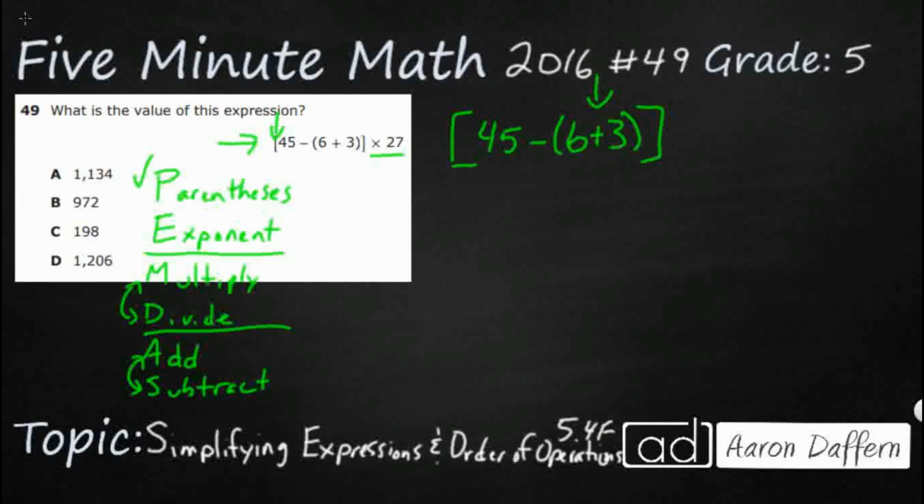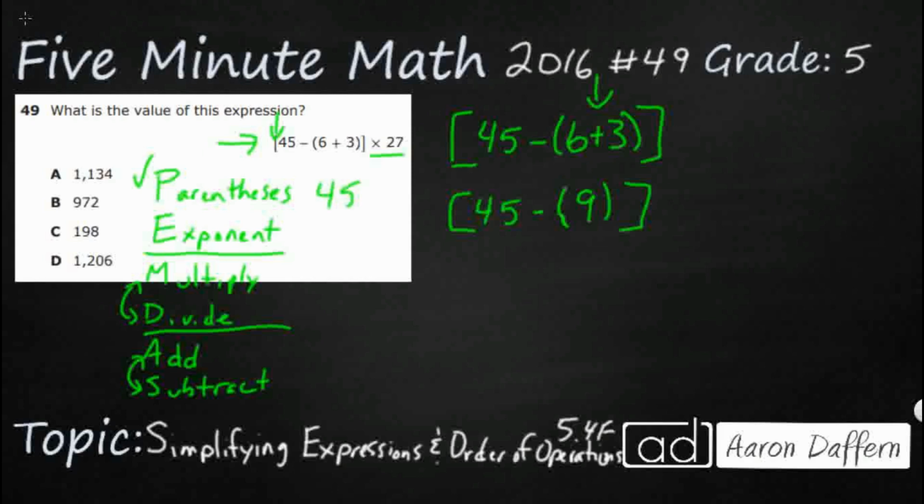So what we're going to do is we are going to take our 6 plus 3. We're going to simplify that into a 9. And if we want, we can go ahead and keep the parentheses around it just to show that that's what it was. But there's really no need to keep the parentheses. We can drop those if we want to. So let's go ahead and bring our 45 back. So we've got 45 minus 9. And we're going to go ahead and take care of that first, because that is next.